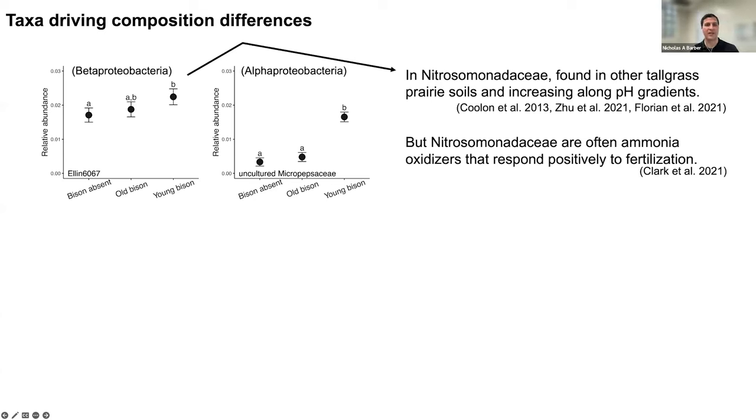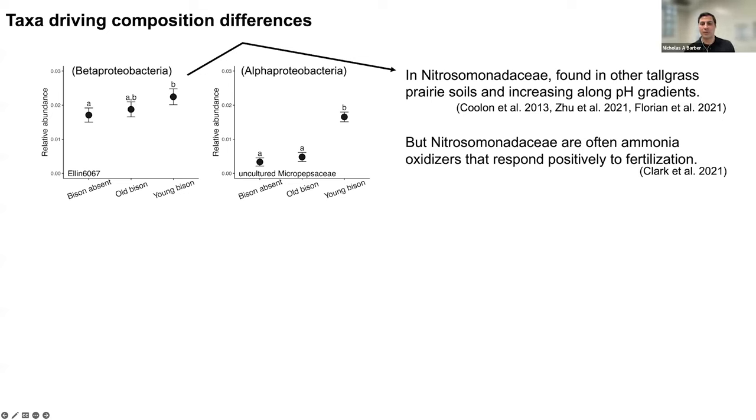And this alpha proteobacterium in the Micropepsaceae is also abundant with fertilizers, but there's no longer any fertilization in these sites, except for the possibility that bison dung and urine deposition could be in the right form and maybe of sufficient amount to subsidize these microbes.